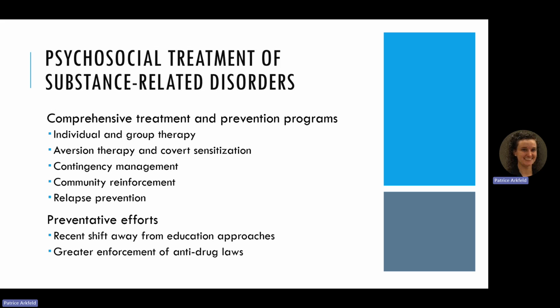Another option for treatment is what we call contingency management. This is a specific type of behavioral therapy that we just talked about, where an individual is given some sort of reward for moving closer towards their treatment goals of declining their substance use.